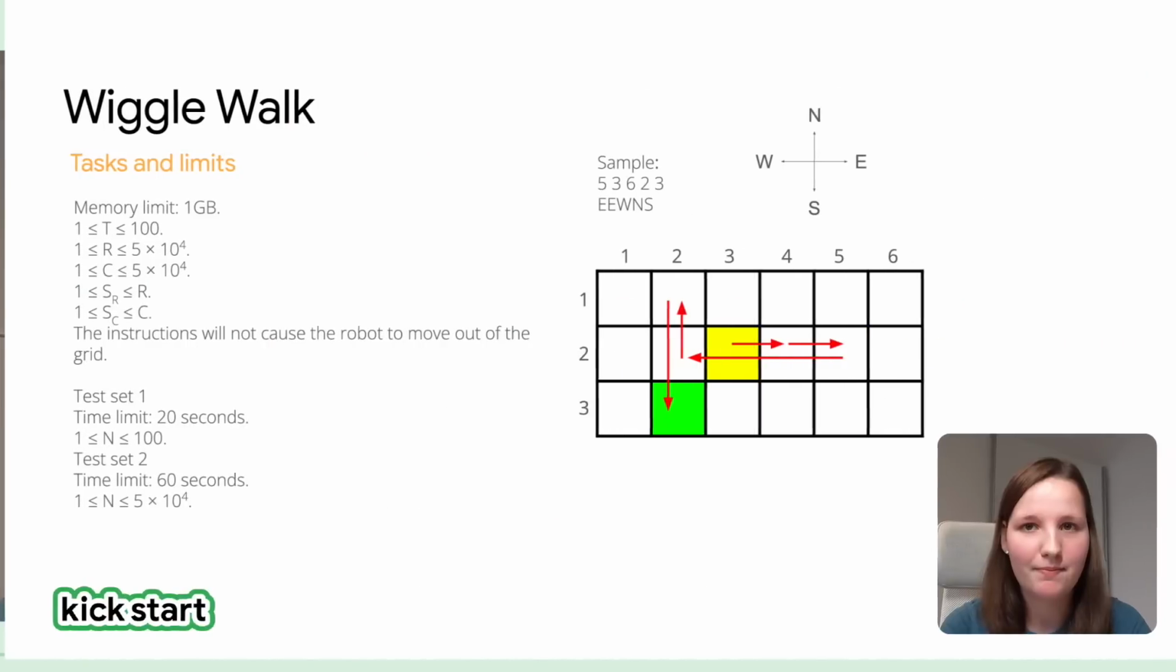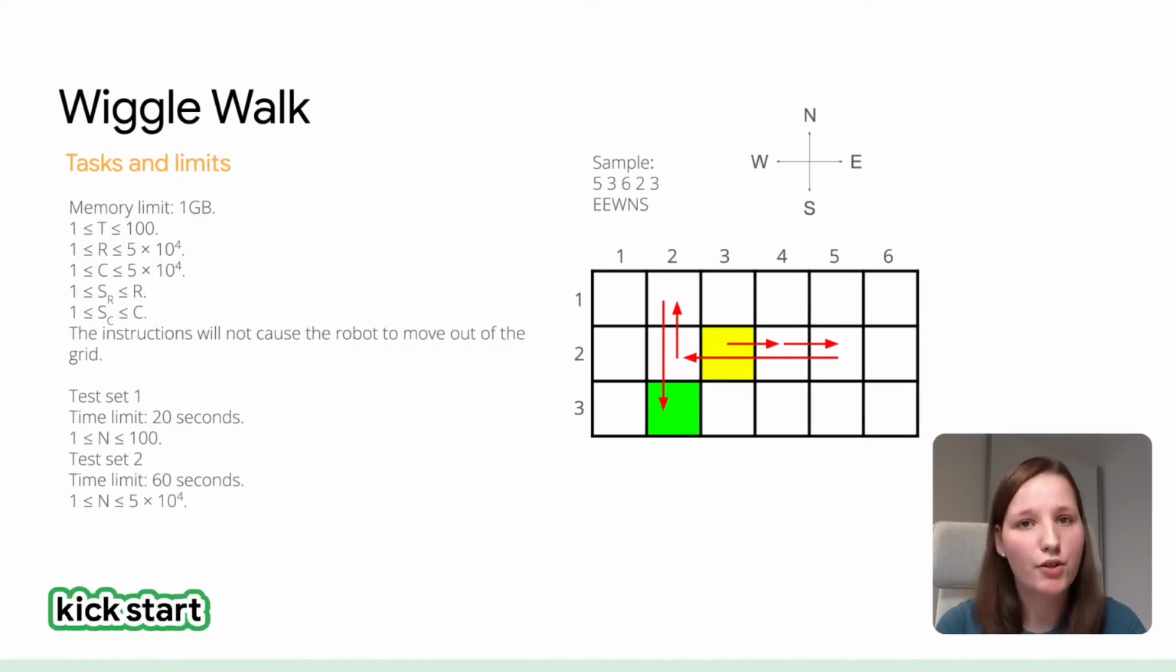Today I'm going to walk you through the problem Wiggle Walk. Let's begin with the task description and limits. You are given a grid with R rows and C columns and a robot, which can move in 4 directions. When the robot is instructed to move in one of the 4 directions, it won't stop until it reaches an unvisited cell. The task is to find the cell where the robot stops after following the given instructions from the starting point. Limits for the number of tests, moves, and the grid size you can see on the slide, as well as time and memory limits, as stated in the problem statement.